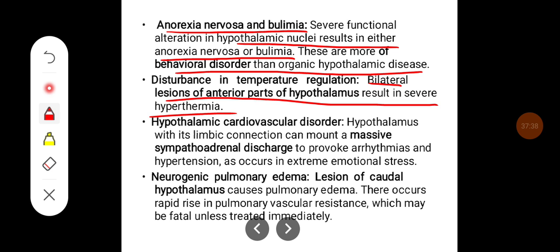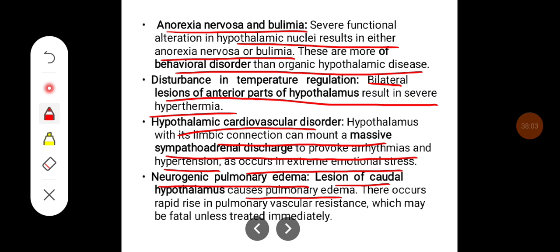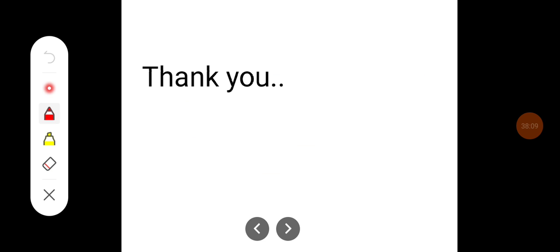There can be hypothalamic cardiovascular disorder when hypothalamus with its limbic connection can mount a massive sympathoadrenal discharge to provoke arrhythmias, hypertension, as it occurs in extreme emotional stress. Then neurogenic pulmonary edema. The lesion of the caudal hypothalamus causes pulmonary edema. There occurs a rapid rise in the pulmonary vascular resistance, which may be fatal unless treated immediately.